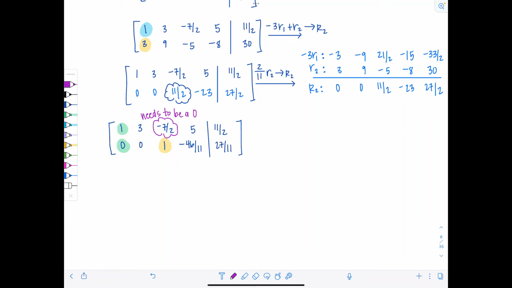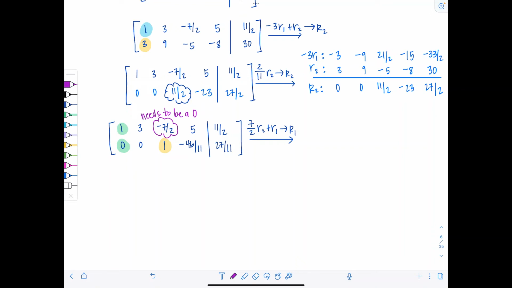How am I going to do it? Using row operation 3, you're going to take positive 7 over 2 times row 2, add it to row 1, that's my new row 1. Okay, this might be somewhat of a fractional nightmare, so let's definitely write it out off to the side.